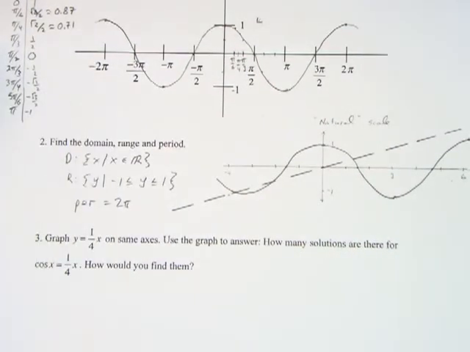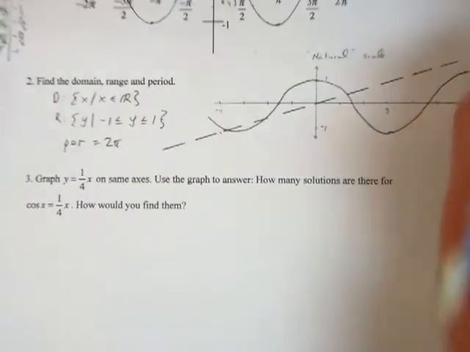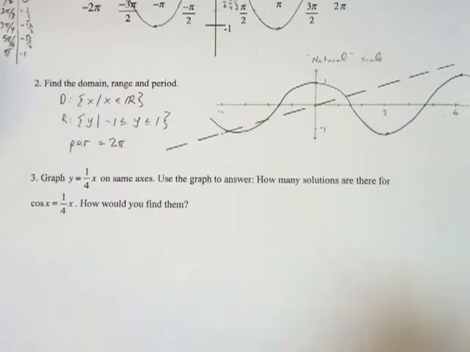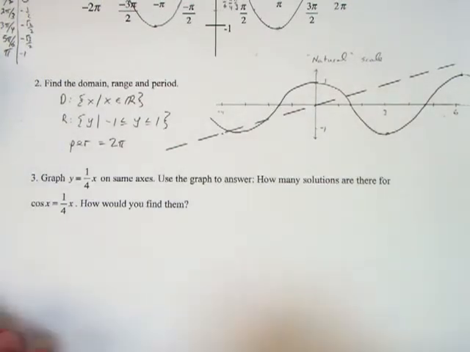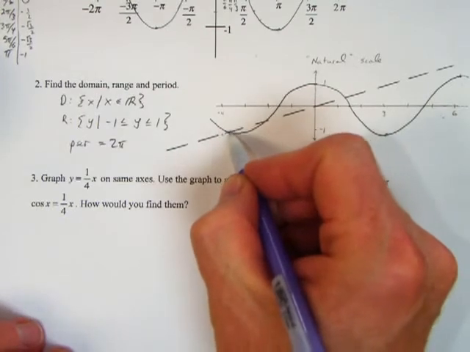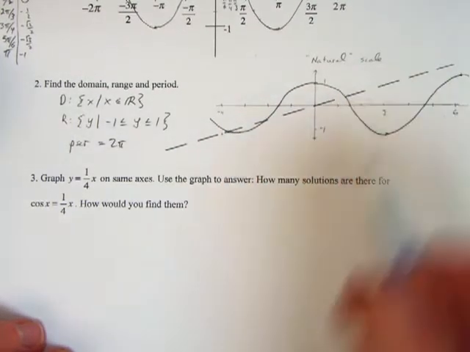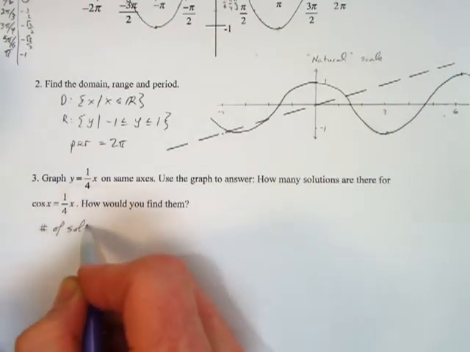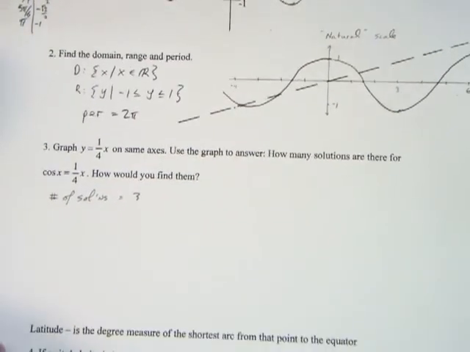So now, how many solutions are there for this equation? Cosine of x equals 1/4 x. How would you find them? Well, in terms of how many, we could look at our graph here. How many times do these two graphs intersect? They intersect once here, there, and there. So how many solutions? We have our 3.